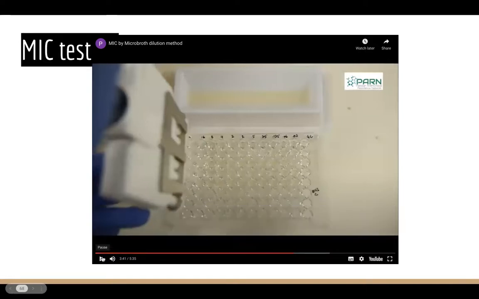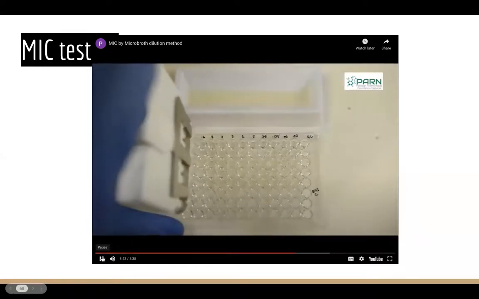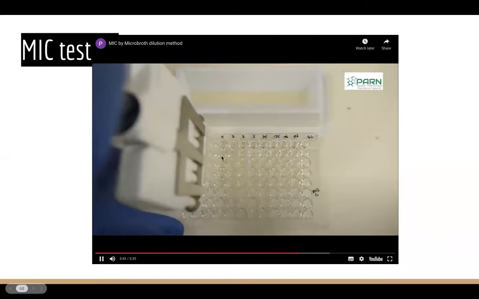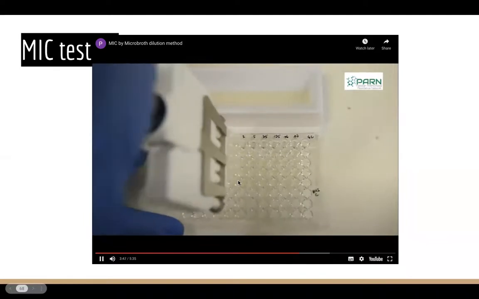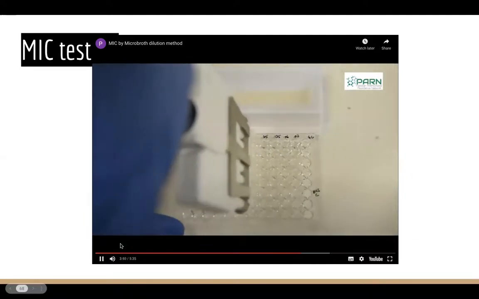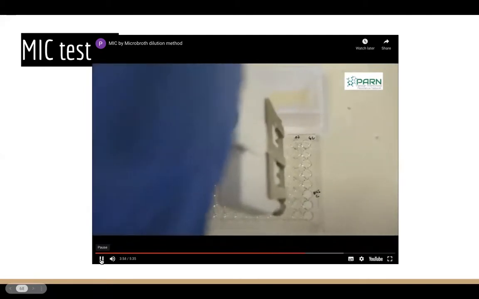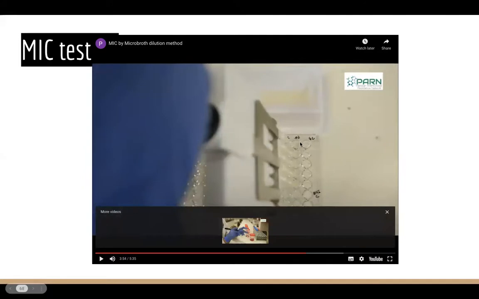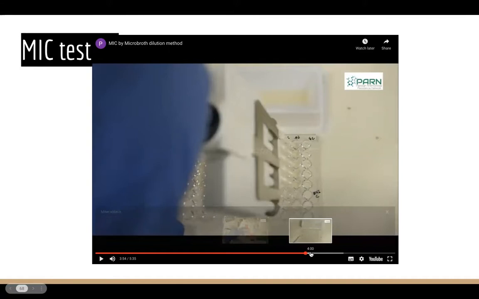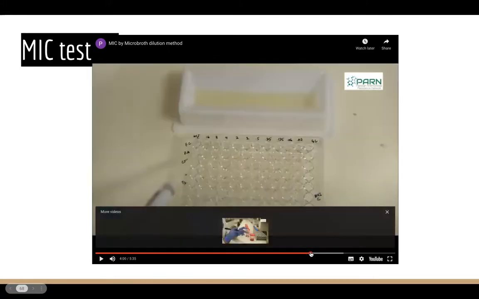So just watch it. Mix thoroughly. Serially dilute the cation-adjusted Mueller-Hinton broth and antibiotic solution in subsequent wells till 11A and discard 100 microliters from this well. Yeah, and then you can have your various different strains as well. So you might have quality control strains in the first few wells, and then the strain that you're interested in in the bottom few, or you might be checking your strain for various inhibition concentrations, different antibiotics.